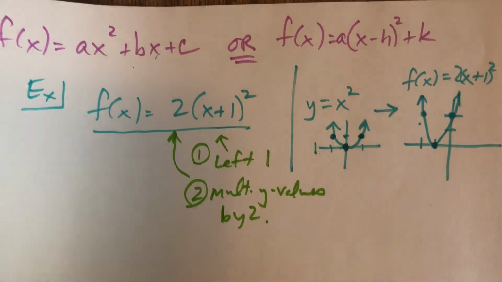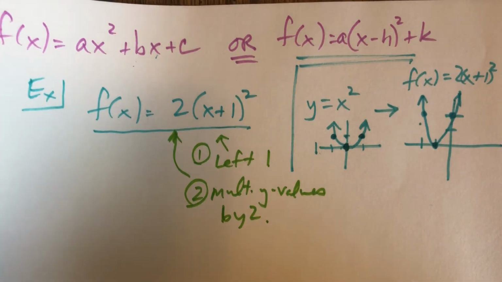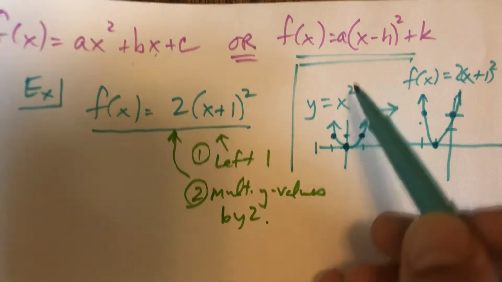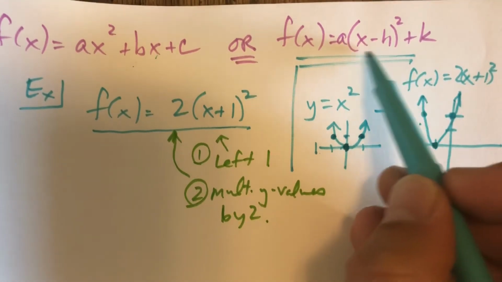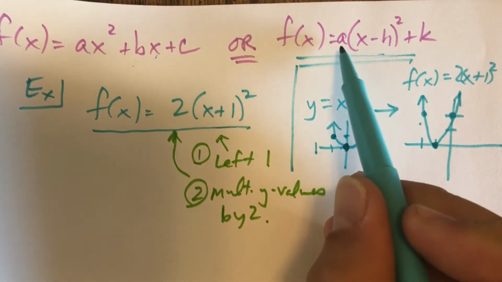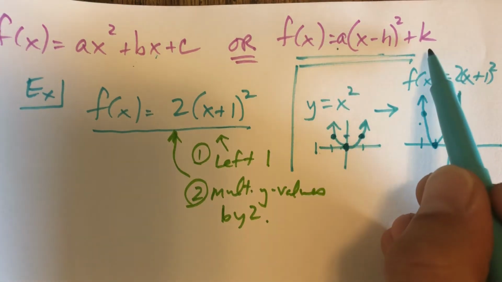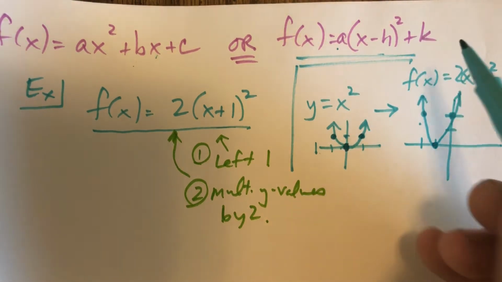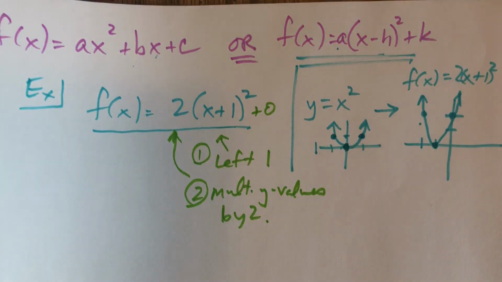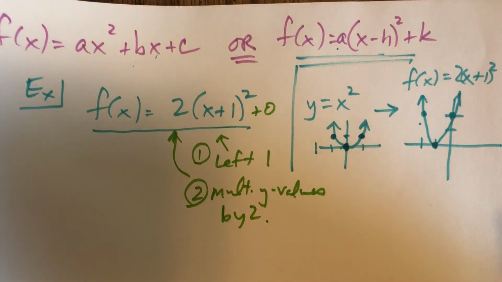So in general, we can think about something like this as being a transformation of this guy, right? We're going to move left or right, depending on what our h value is, and we're going to multiply our coordinates all by this value of a. And in our example here, we didn't have a k value. I mean, we could just write plus 0 if we wanted to, and that would correspond to our k value, right? So we would be shifting up this many units.